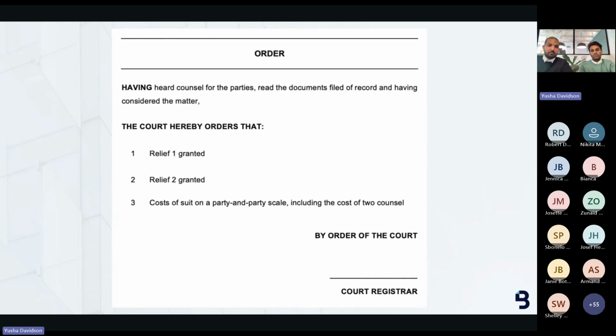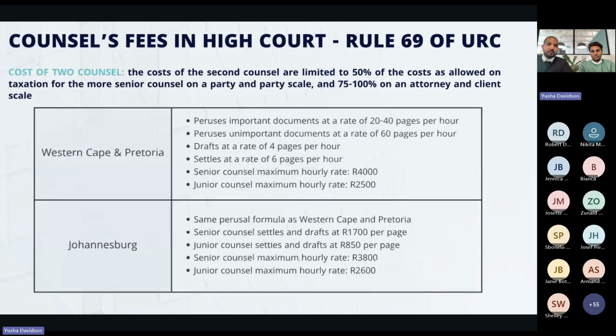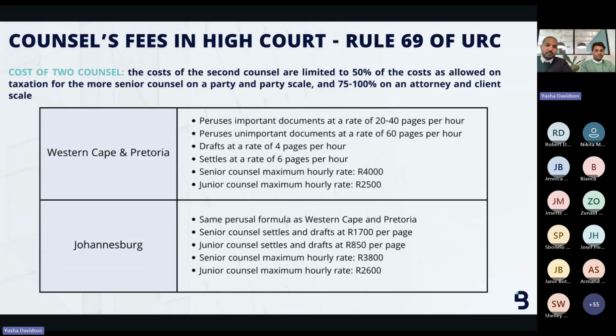Now, what this means in terms of counsel's fees, and this is where we see some of the discretionary powers come into effect, is that there are certain rules currently in play. One of the rules is that when you have the cost of two counsel awarded, the cost of your second counsel is limited to 50% of the cost of your first counsel that's allowed in your matter. In the Western Cape and Pretoria, we see a difference in what is allowed in terms of a senior counsel's rate and a junior counsel's rate as compared to Johannesburg.